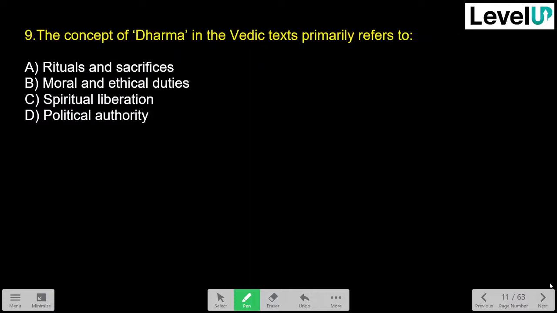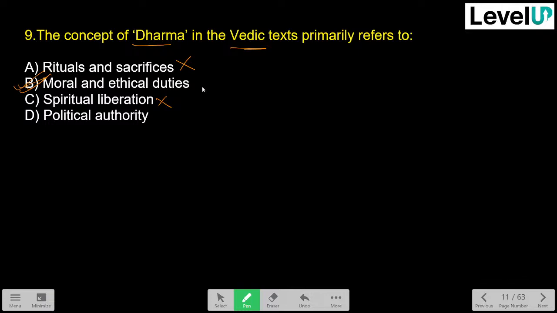The concept of dharma in the Vedic texts primarily refers to what? What does dharma mean? The concept of dharma means moral and ethical duties. That is, you have to be moral and you have to do ethical duties, right? It was not about rituals and sacrifices, nor spiritual liberation. So these things were not in the dharma as per the Vedic texts. You have to do moral and ethical duties.